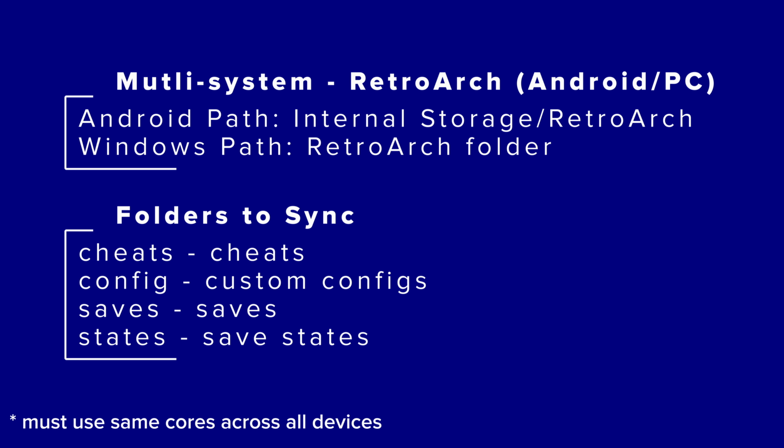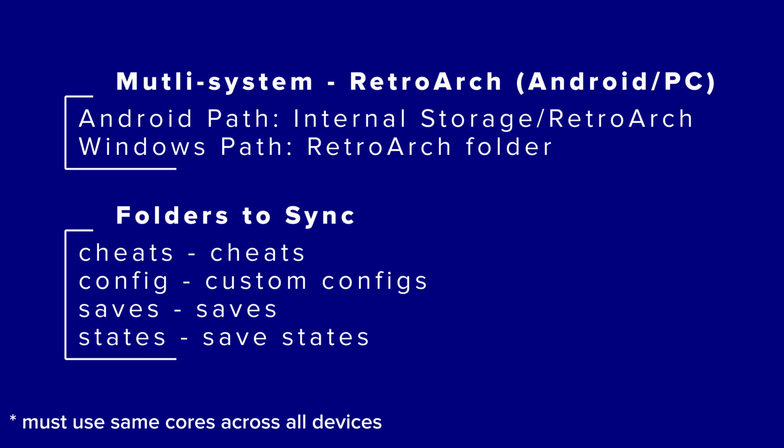For RetroArch on Android, data is in the internal storage, RetroArch folder, and I typically sync cheats, config, saves, and states. Now, sometimes I don't really sync config because it could screw things up, but I keep forgetting to remove it from my Syncthing. Now, on PC, it is the same structure, so wherever your RetroArch folder is, the same folders are inside of that.